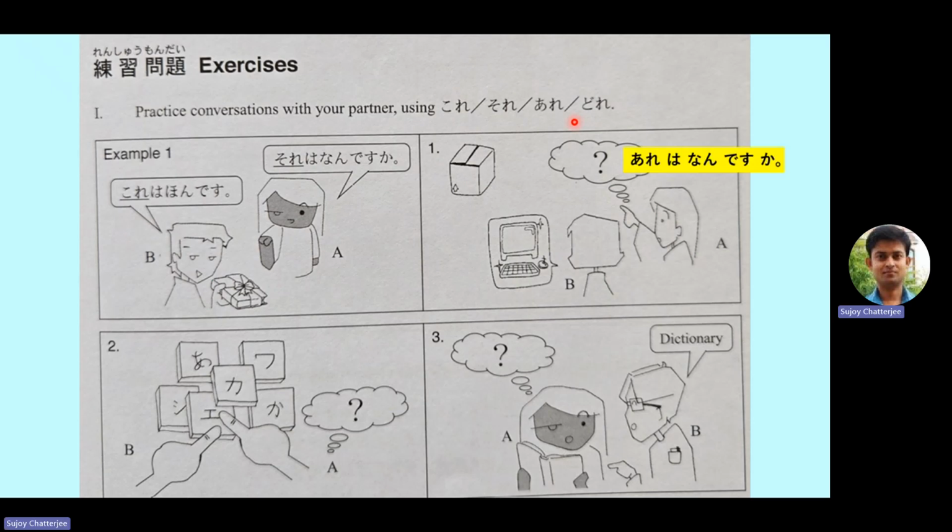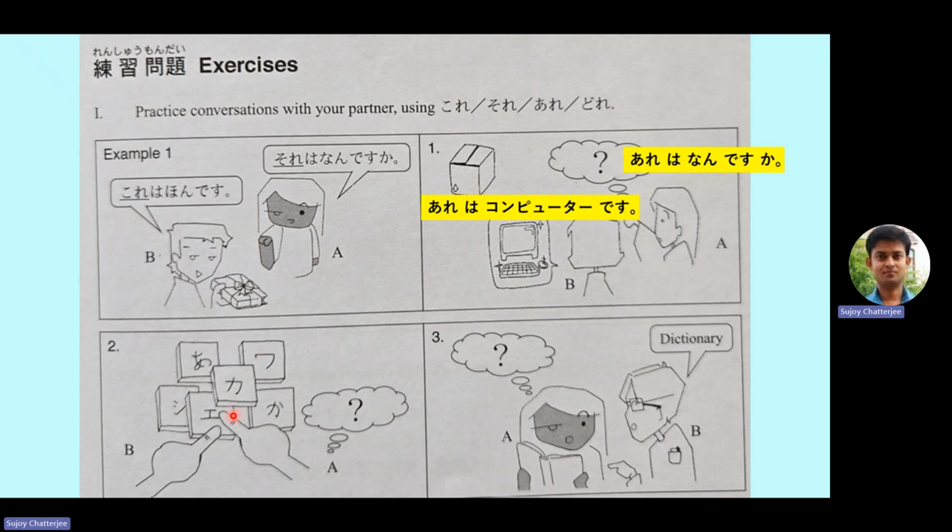It will be are wa nan desu ka? Are, because it is away from both the speaker and the responder. That's why it is are. It is at a distance over there. Are wa nan desu ka? That means, what is that one over there? What is that thing over there? And the answer is, are wa konpyuuta desu. The answer will also use are because it is far away from the responder as well. Are wa nan desu ka? Are wa konpyuuta desu.